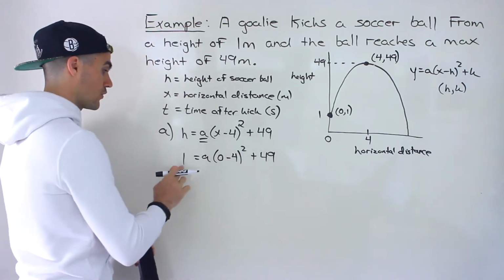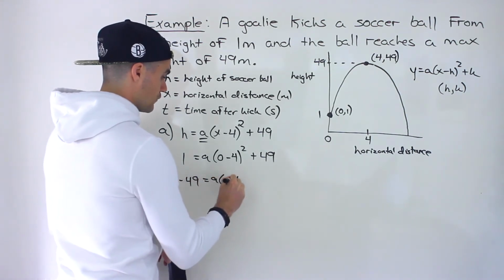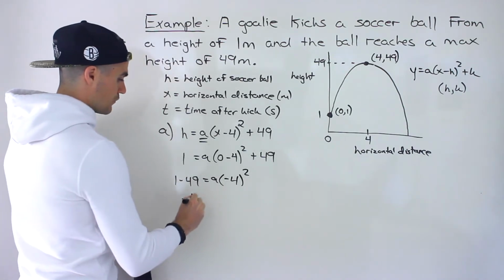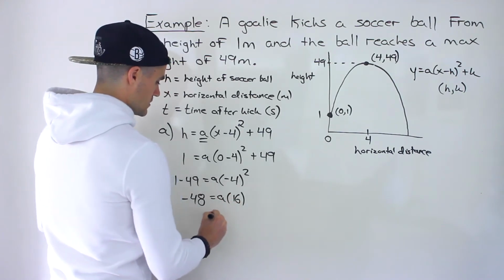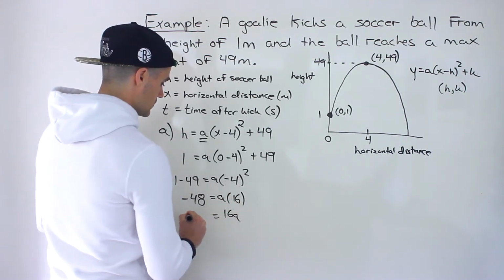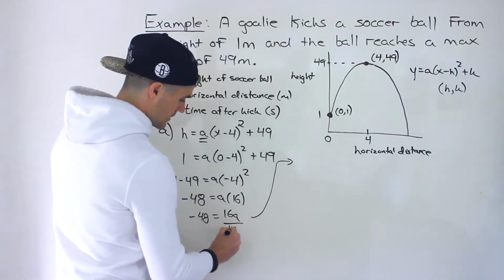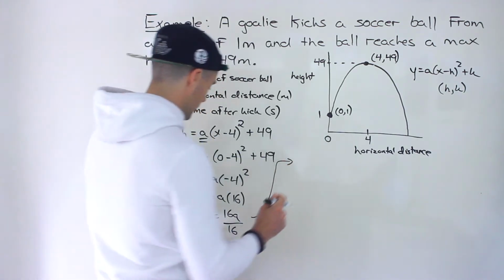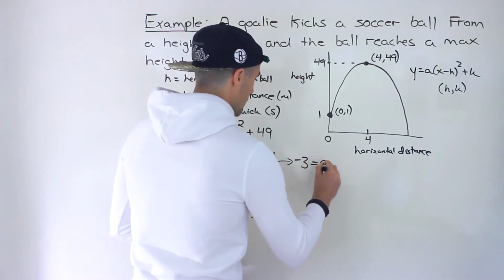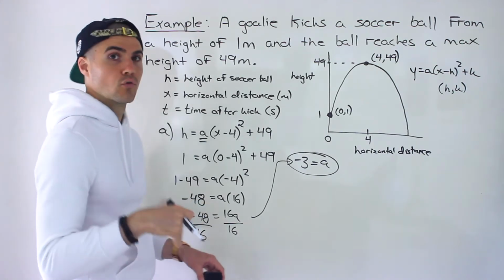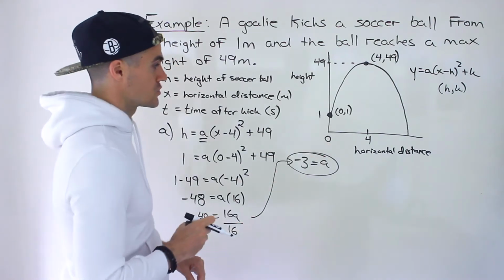So let's bring the 49 over. We'll have 1 minus 49, and then we'll have a. This will be negative 4 to the power 2. This will be negative 48. Then negative 4 to the power 2 is 16. So we'd end up with 16a equals negative 48. And then what we can do is divide both sides by 16 here to get the a by itself. So we'll have negative 48 divided by 16, which would give us negative 3. That is our a value for part A for the equation where we're relating the height to the horizontal distance.